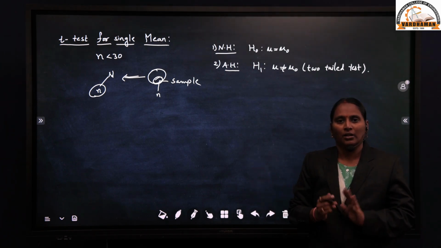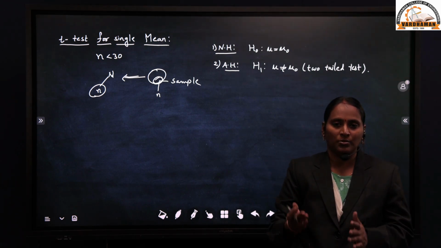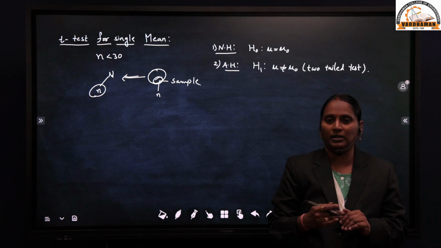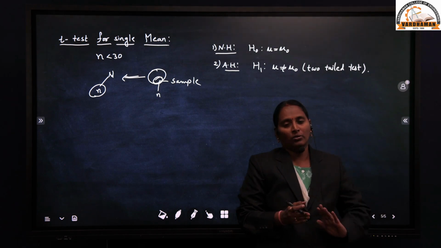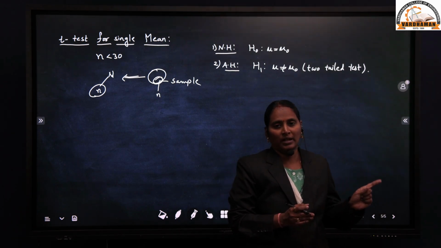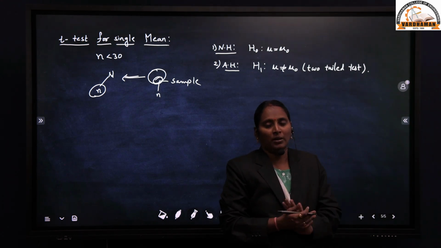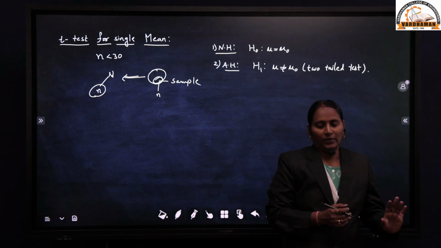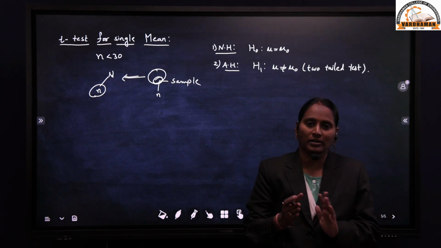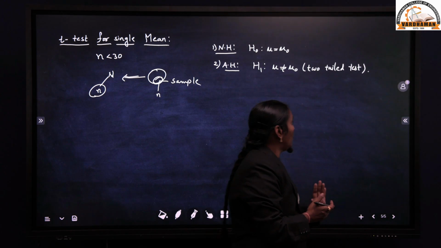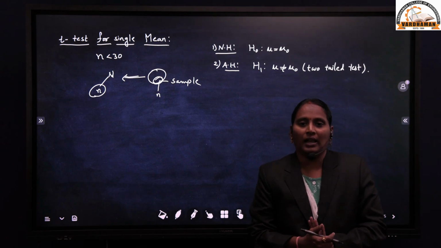If the question says the first sample value is going to be greater than the second, we write the alternative hypothesis H1: mu greater than mu naught. In that case, the type of the test is a right-tailed test. If the question compares and concludes that the first observations are shorter than the second observations, then we write mu less than mu naught. In that case, H1 is a left-tailed test.